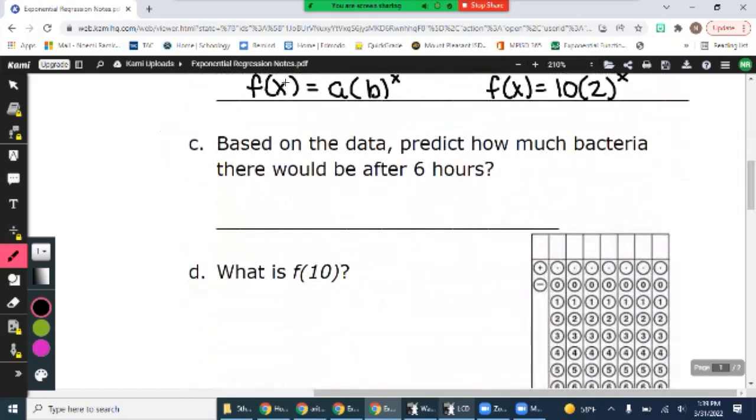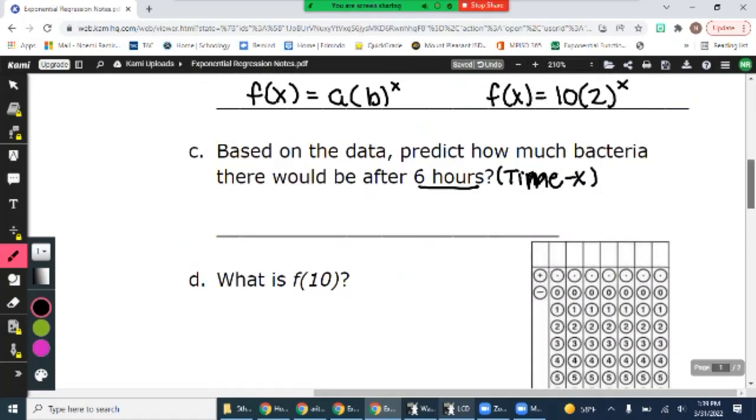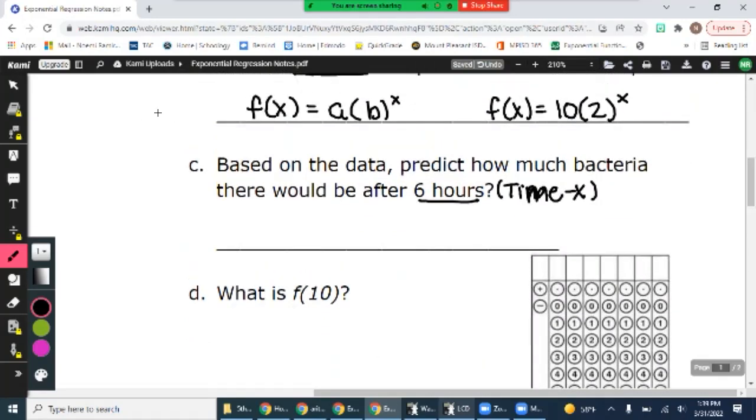Okay, based on the data, predict how much bacteria would be there after 6 hours. Hours is a measurement of time, and time is your x value. Time is x. So based off of what we learned yesterday, we can replace the 6 hours with our x. f of x equals 10 times 2 to the power of 6. You're replacing the x with a 6. And what do you get?